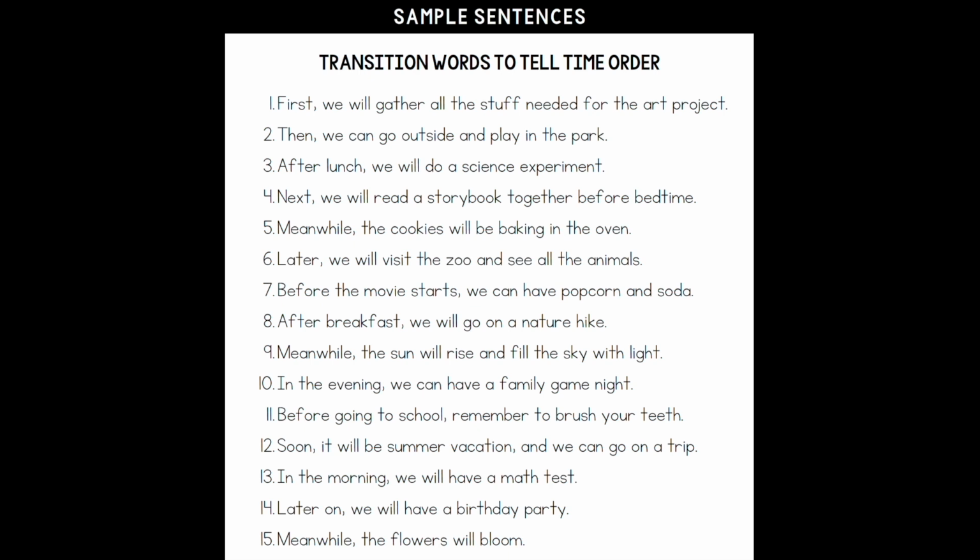Here are some examples of using transition words to tell time order. Notice that they come at the beginning of the sentence and are followed by a comma. Also notice that sometimes we use a phrase instead of just the transition word to tell time order. For example, sentence number 7 says, before the movie starts. That is a transition phrase because it's telling us when something is happening.